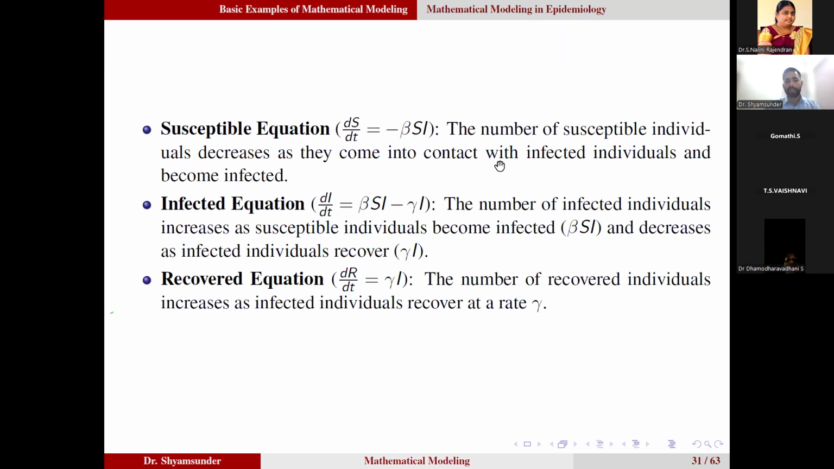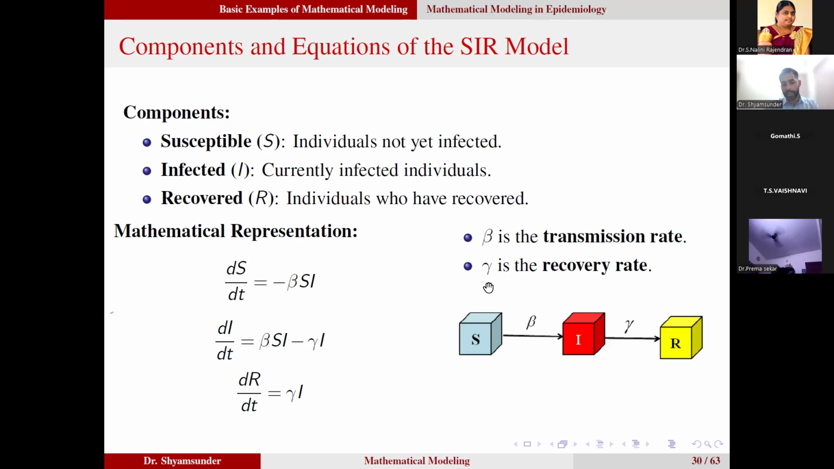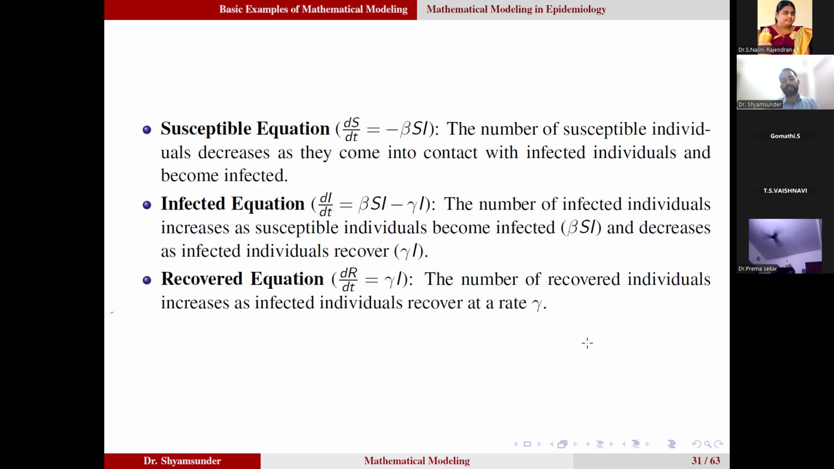In the susceptible equation, the number of susceptible individuals decreases when they come into contact with the infected population. Ultimately the susceptible population decreases and the infected population increases, because susceptible individuals move to the I class. The infected population increases, but after some time it also decreases, because infected individuals recover or are removed.